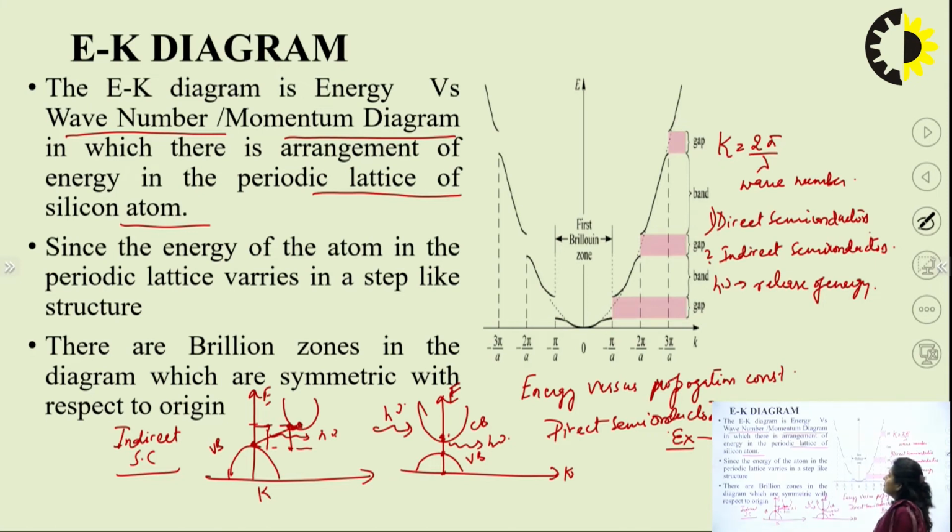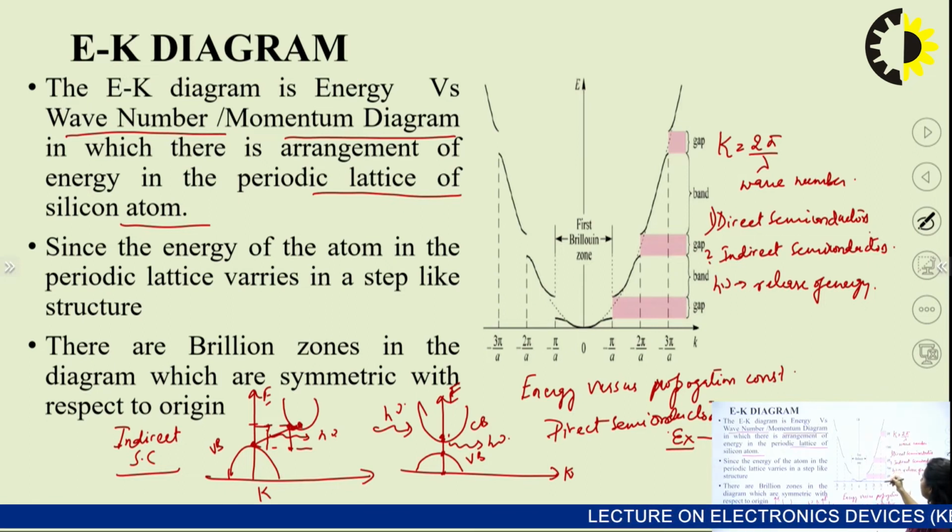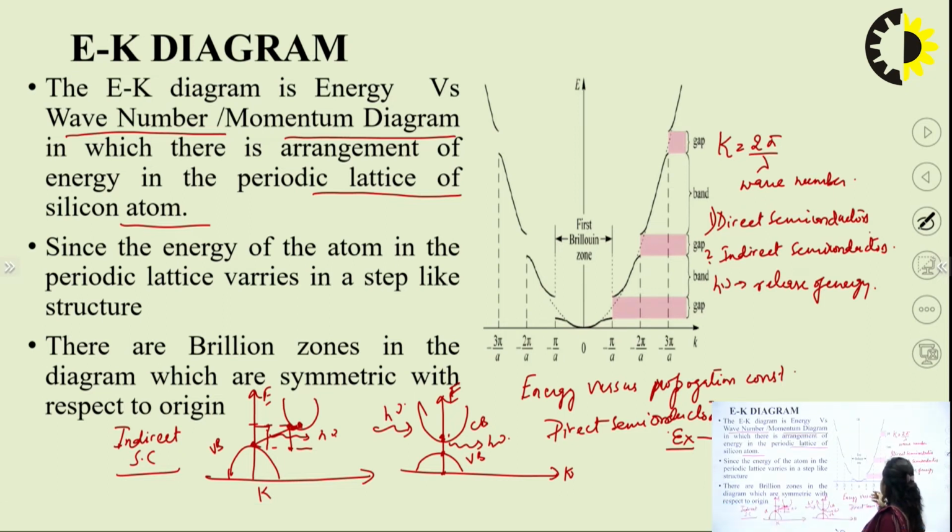Since the energy of the atom in the periodic lattice varies in a step-like structure, there are Brillouin zones in the diagram which are symmetric with respect to the origin. We are showing in the figure that there is a band from here, and there is some energy gap between these two bands, and again a gap between this band and the reference band, whatever the K value is. The first Brillouin zone will be here, from −π/a to π/a.